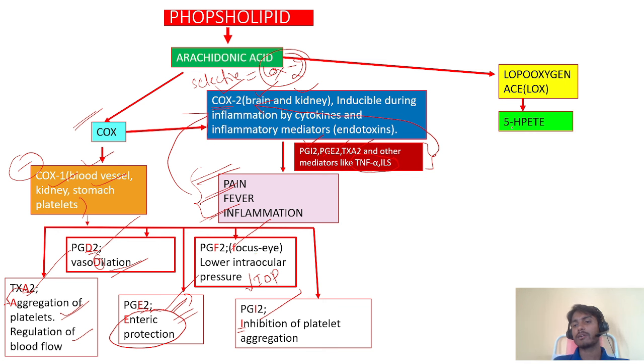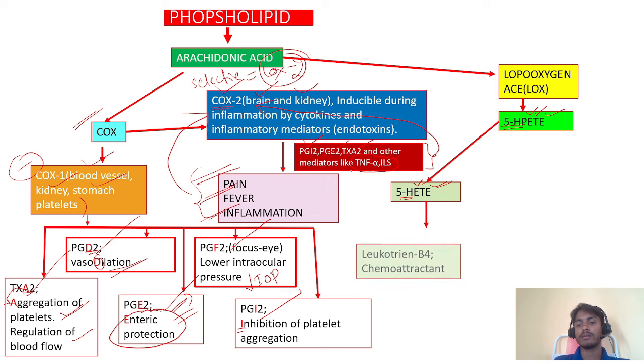Arachidonic acid can be converted into 5-hydroperoxy eicosatetraenoic acid, 5-HPETE, E being eicosatetraenoic acid. Okay, that can be converted into 5-HETE, nothing but 5-hydroxy eicosatetraenoic acid. Okay, that can be converted into leukotriene B4, which acts as a chemoattractant.